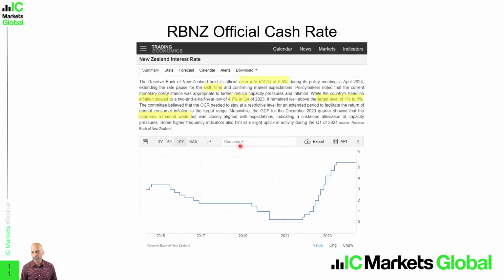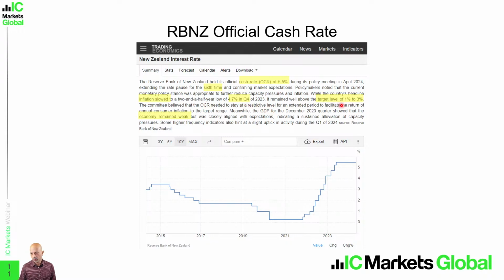Then looking at the Reserve Bank of New Zealand, the current level of the cash rate stands at 5.5%. They held the cash rate on hold for the sixth time. So come Wednesday, should they keep the cash rate at 5.5% once again, this would mark the seventh consecutive time that they would have done so. While the New Zealand economy remains weak, inflation is still relatively high.